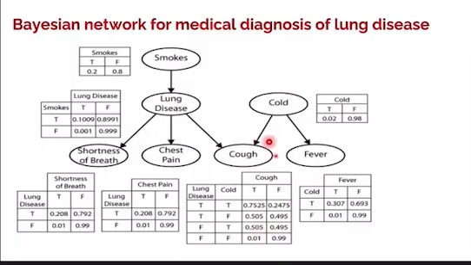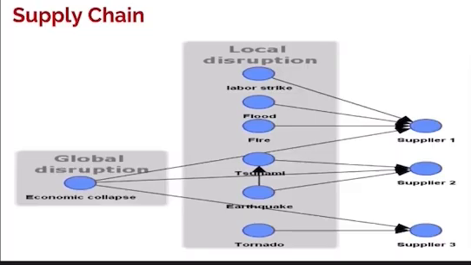Now, I want to move to supply chain. The probabilistic graphical structure is also very useful in supply chain. If you take a look at what I have here, it's trying to say when there's a global disruption, an economic collapse could actually cause this event. Supply one, it affects supply one, supply two, and supply three. I wanted to take a look at that.